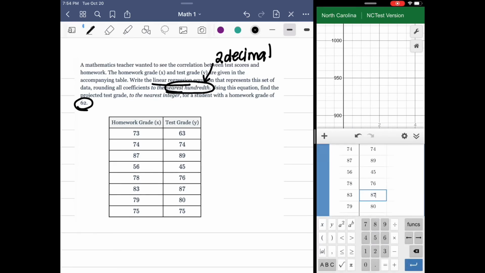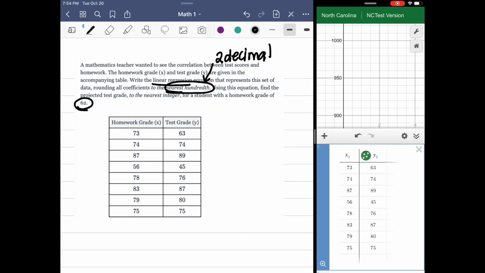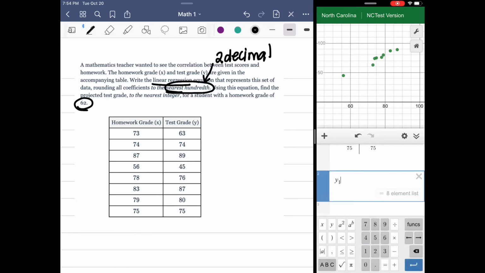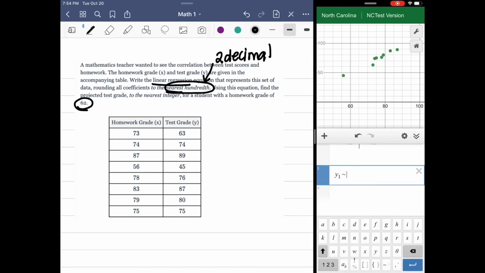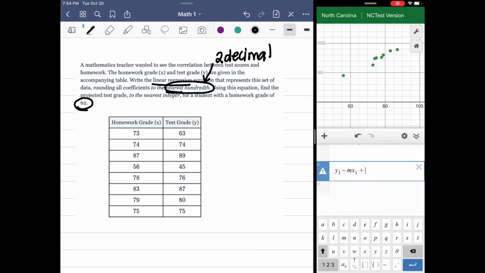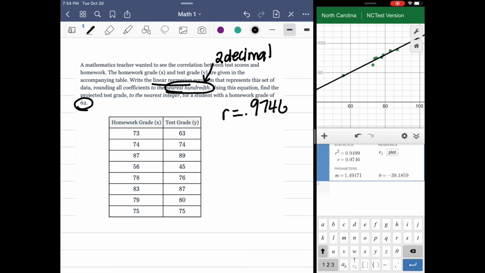Okay, so I'm just going to look back over my values, and I can see right there that I made a mistake. That should be 87. All right, I can hit my zoom fit button, and I can see that there is a good, strong relationship there. So we have y1 squiggle mx1 plus b. And again, I have an r value that's 0.9746, so it is strong and positive. But what I'm more interested in is my m and my b.